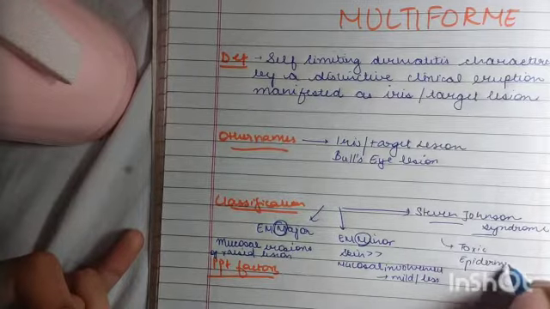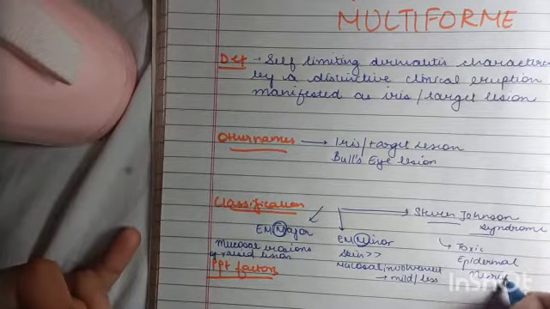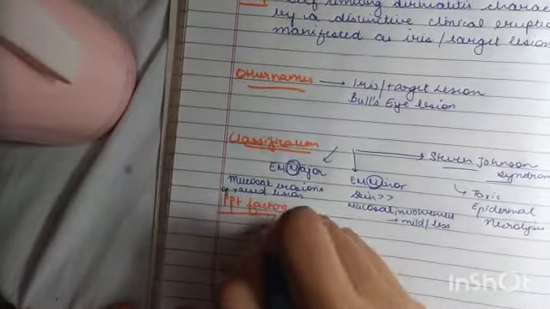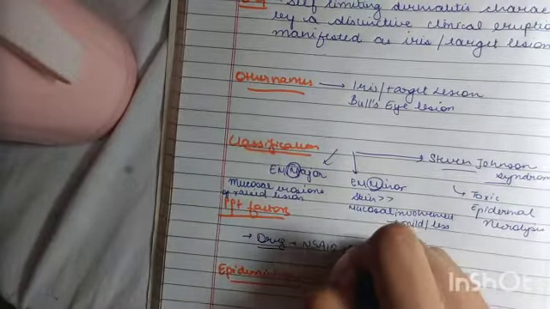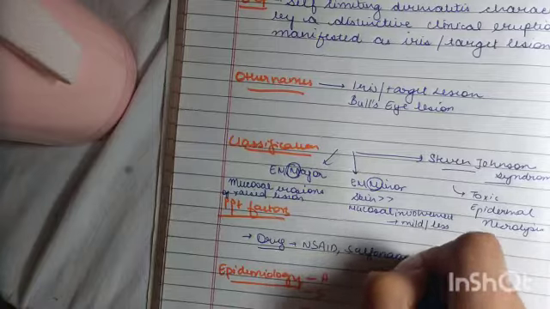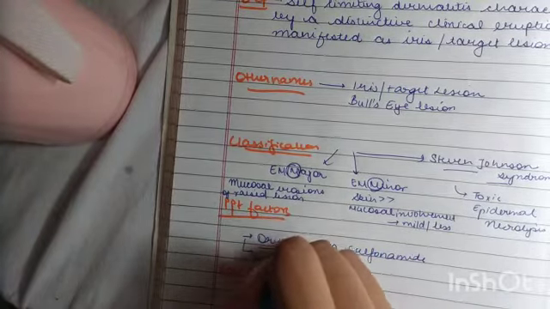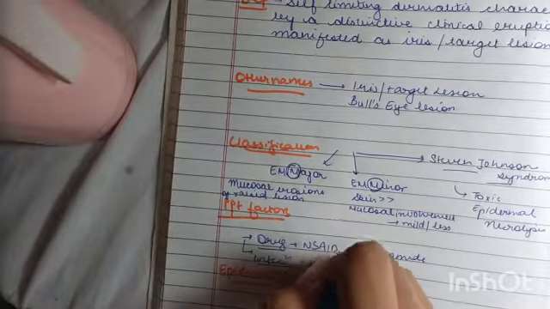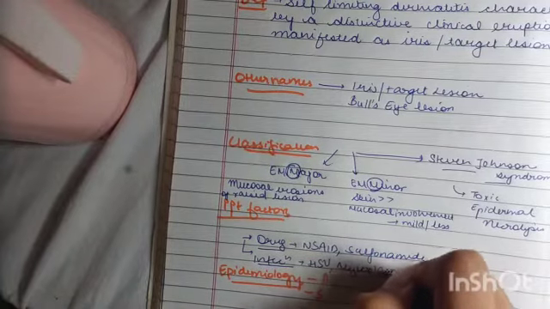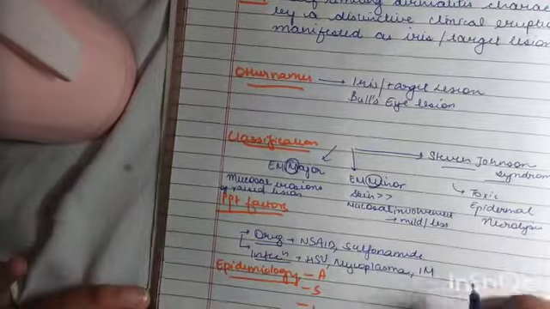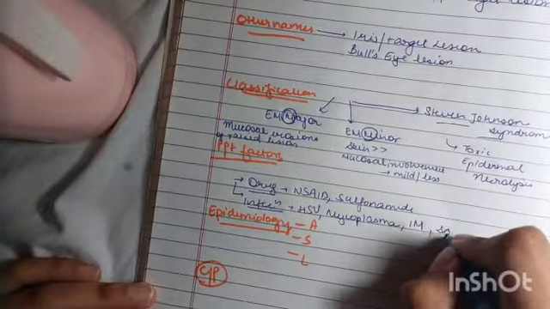epidermal necrolysis. Now in precipitating factors, either it will happen due to some drug, like NSAID, sulfonamide. Also it can occur because of some infection, especially herpes simplex virus, then mycoplasma, infectious mononucleosis, or even sarcoidosis.